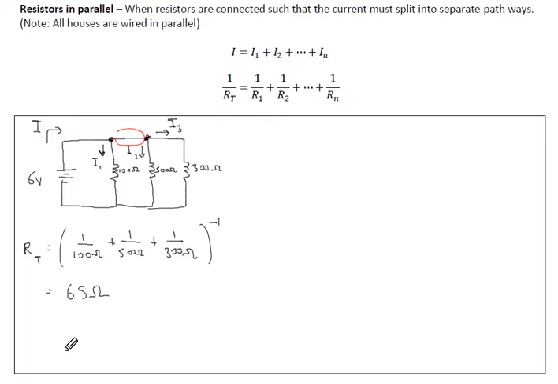So what this means is if I had a circuit with just a single resistor, that resistor would have to be 65 ohms to get the same current draw. We have 6 volts, and now we can just say, what's 6 volts divided by that 65 ohms? So I is equal to V over RT. You get 6 volts over 65 ohms. We get a current draw of 0.092 amps. Okay.